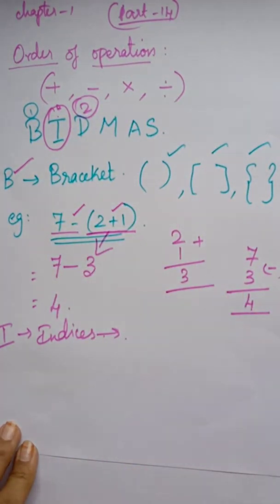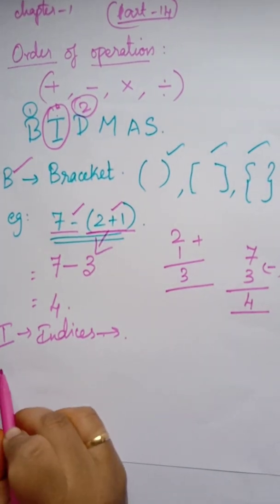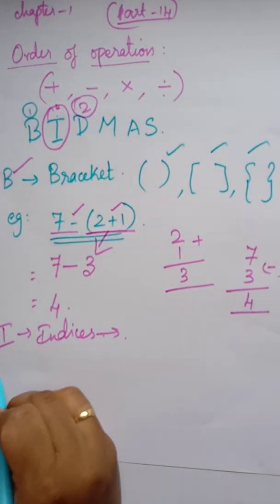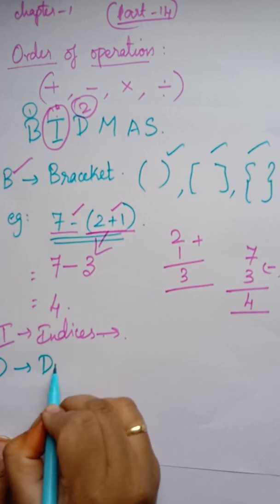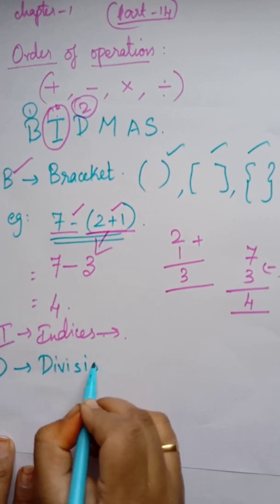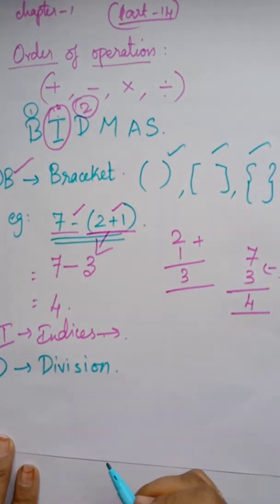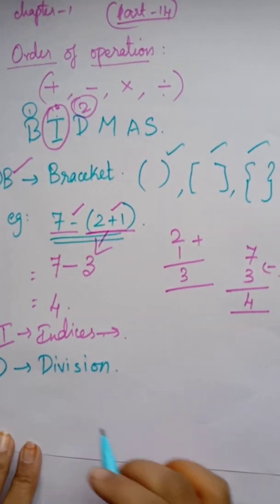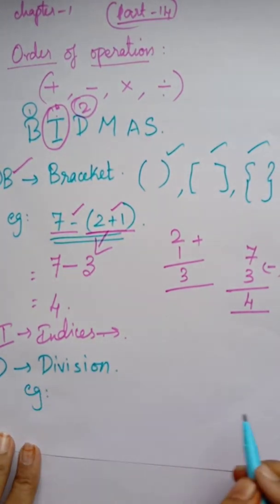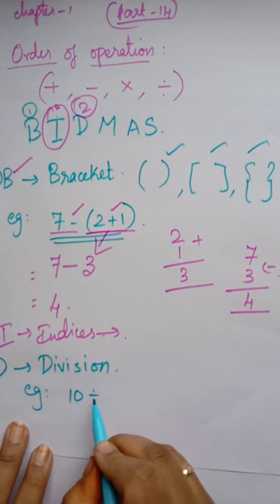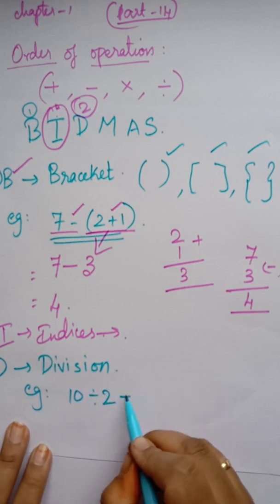Now next, D. In 6th standard you will see D as the second part, that is division as the second part. So the second part is division. Clear? First one is bracket, this is the second one. For example, the same thing we are going to see here. If they gave you any sum like 10 divided by 2 plus 3.